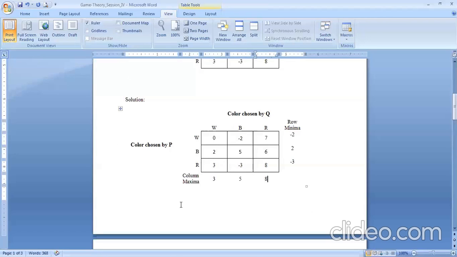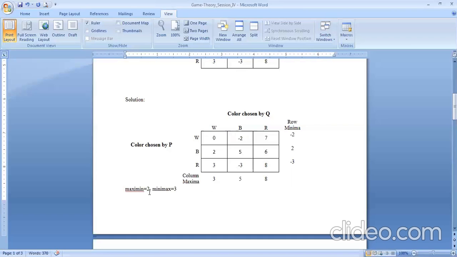Then here we can write that the maximum of the minimum, that is the maximin, among -2, 2, and -3, 2 is the maximin. Maximum of minimum, maximin, is equal to 2, whereas the minimum of the maximum among 3, 5, 8, 3 is the minimax, that is 3.